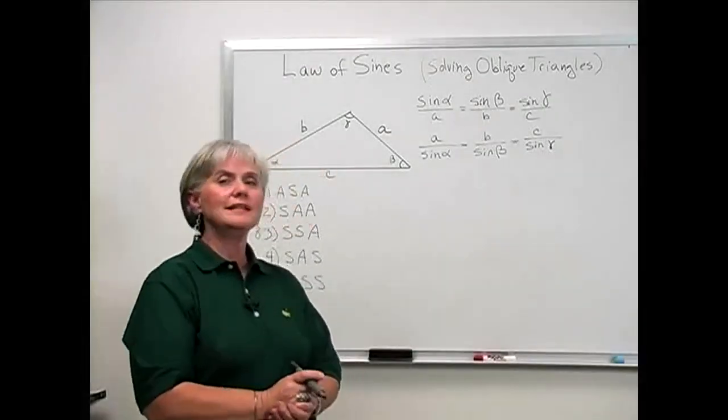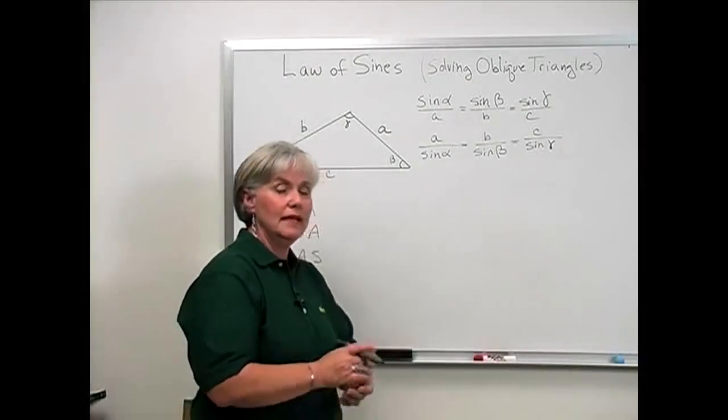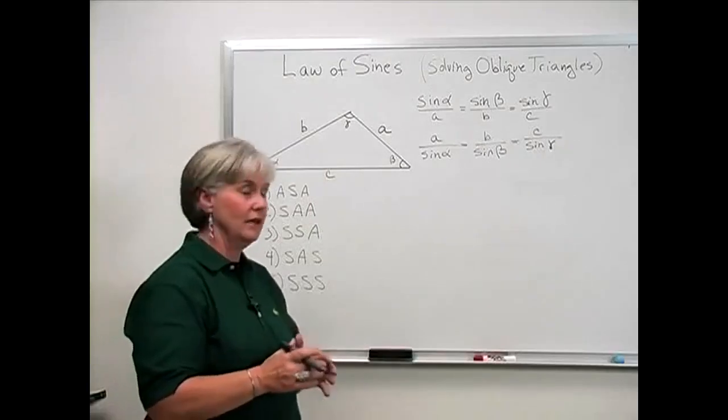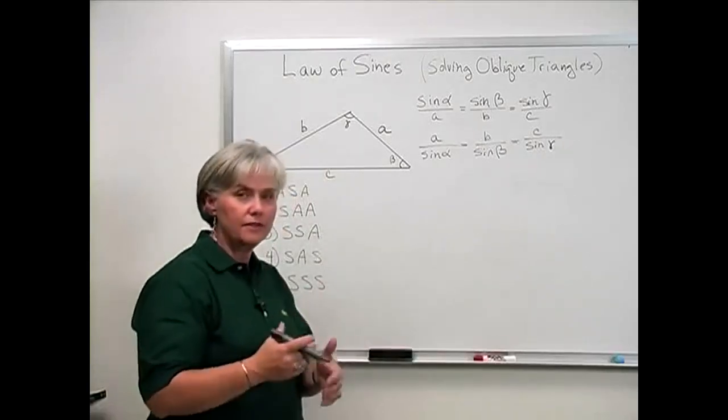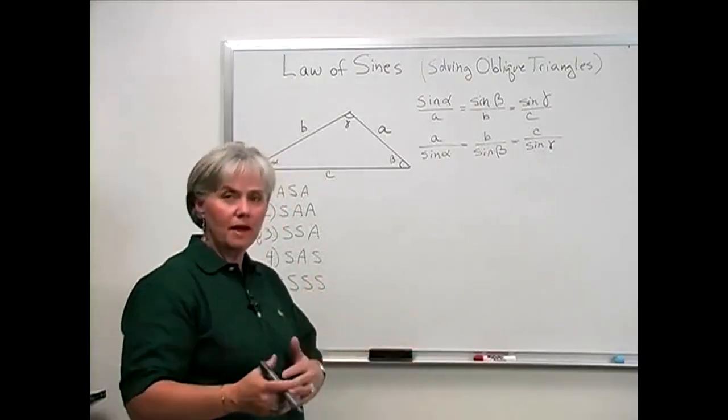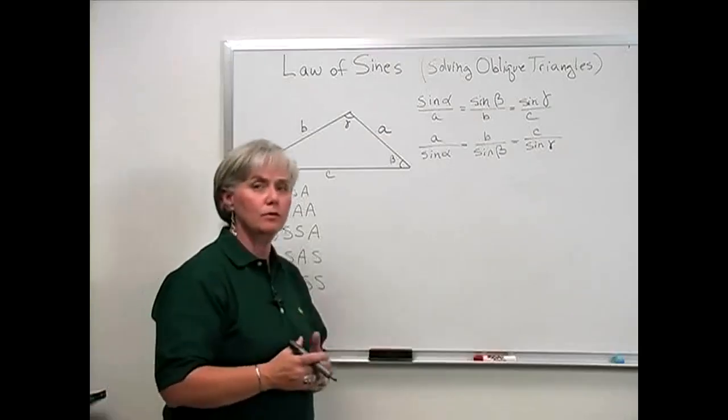Let's look at how we can solve an oblique triangle. An oblique triangle is a triangle that does not have a right angle, so we don't have the Pythagorean theorem to look at, and we don't have the sine is opposite over the hypotenuse and that sort of thing. So we have other tools to use.